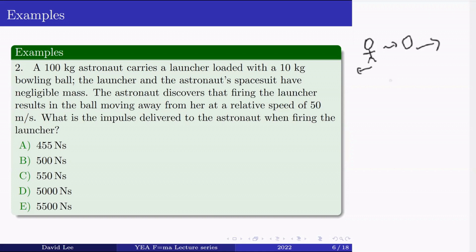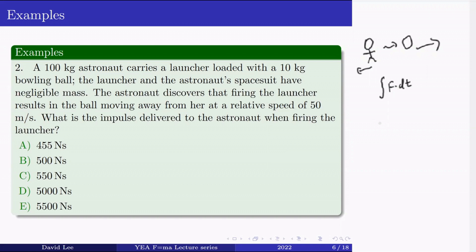So what happens when we look at the impulse? Well, we get integral force dt. And we see that since the force is the same for both the bowling ball and the astronaut, the magnitude of the impulses on both of the objects were the same. So what does this mean? This means that basically they have the same momentum, just in opposite directions.